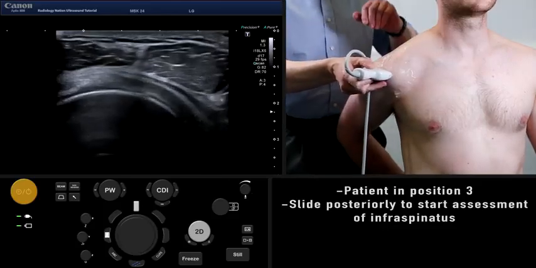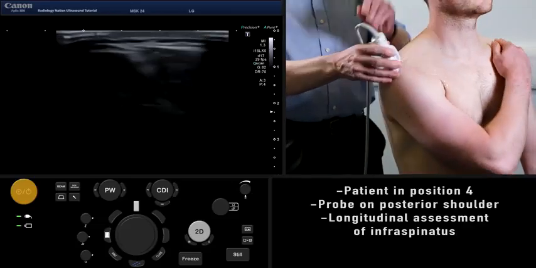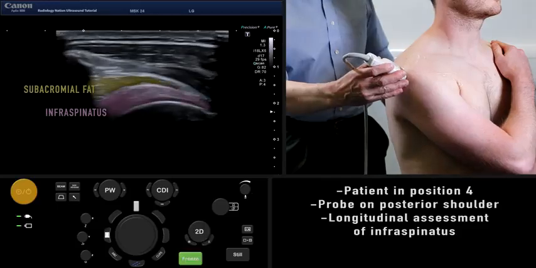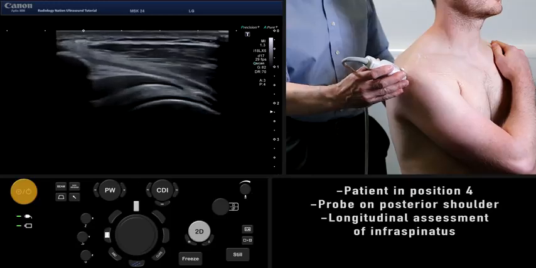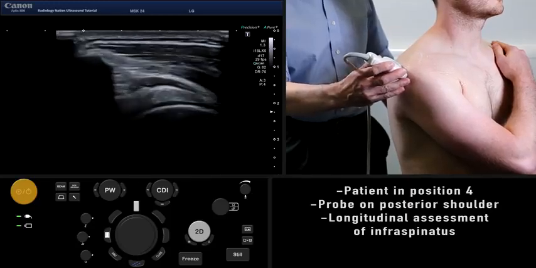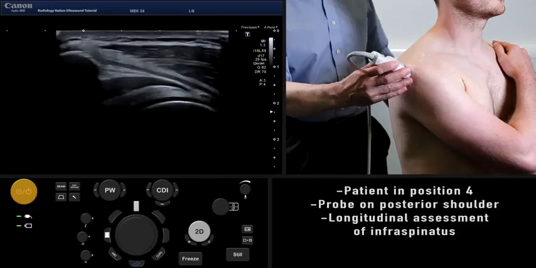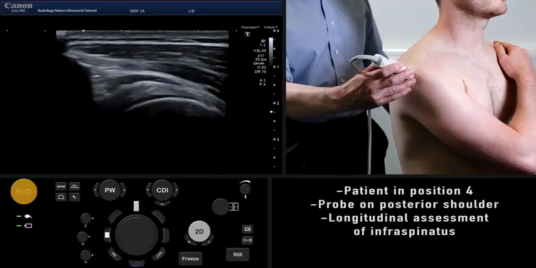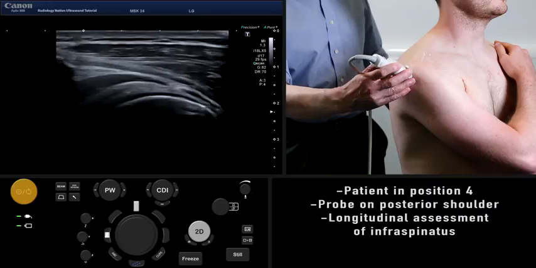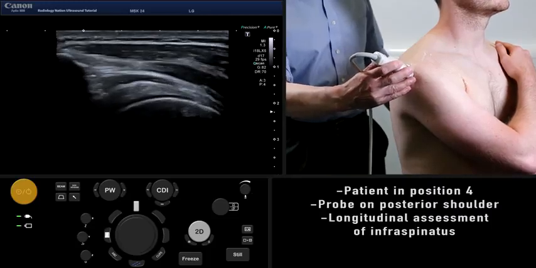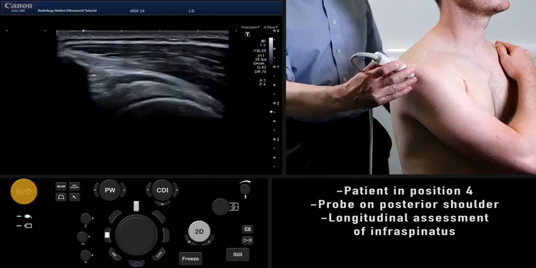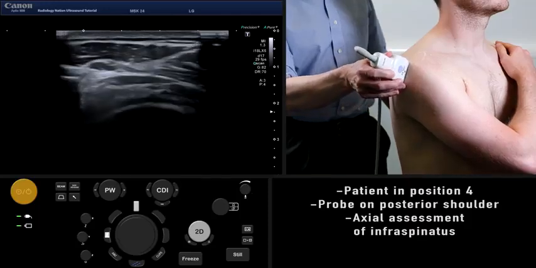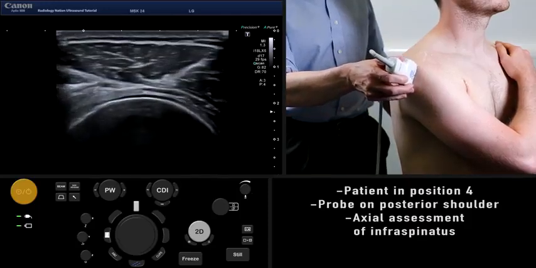To assess the infraspinatus properly, we must ask the patient to move into position 4 and place the probe over the posterior shoulder. Here we see the infraspinatus attaching onto the middle facet of the greater tuberosity. This is another opportunity to assess for pathological fluid in the subacromial subdeltoid bursa, which cannot be seen here. Finally, we review the infraspinatus in short axis. This concludes the standard shoulder ultrasound examination.